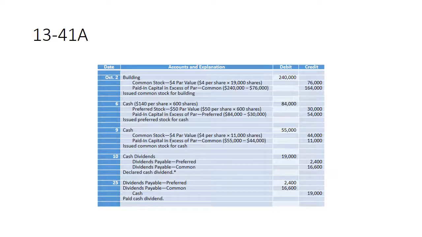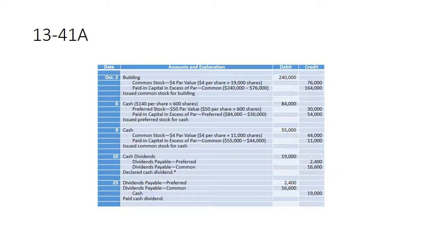In P1341A, D-Mobile Wireless needed additional capital to expand, so the business incorporated. The charter from the state of Georgia authorizes D-Mobile to issue 50,000 shares of 8% $50 par value cumulative preferred stock and 160,000 shares of $4 par value common stock. So it's just giving them the permission to sell that. They're not actually selling that, but that's the maximum. That's what they're authorized to sell.